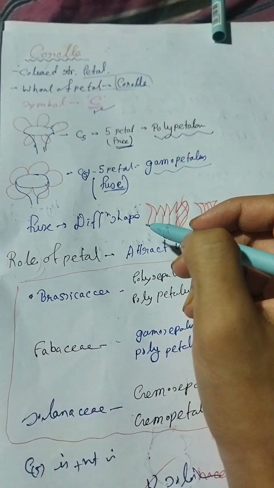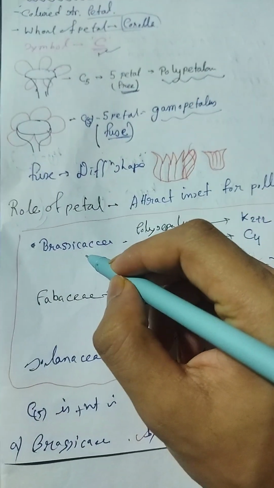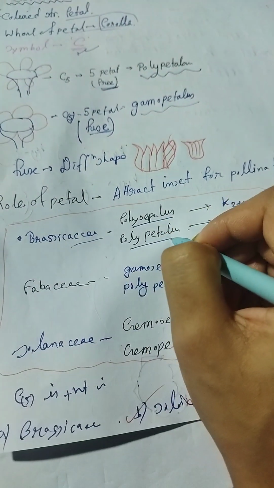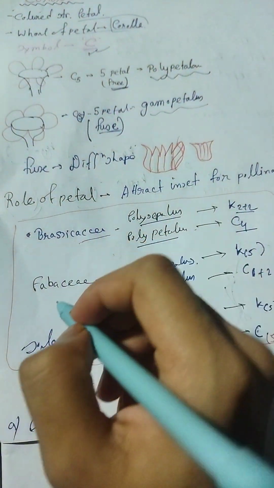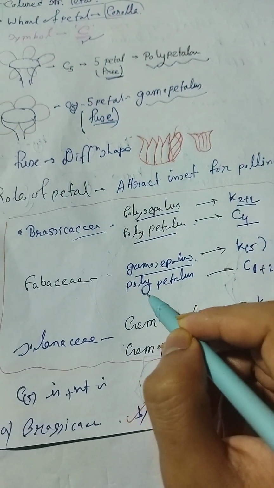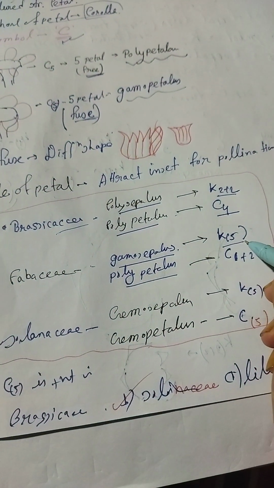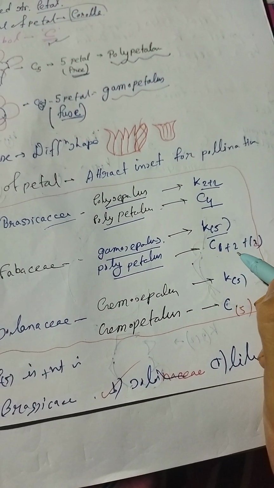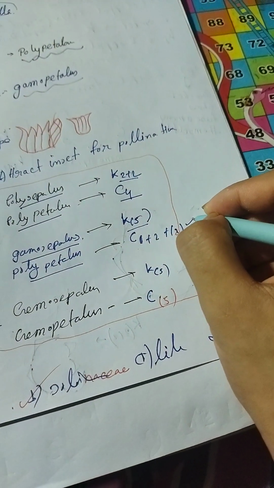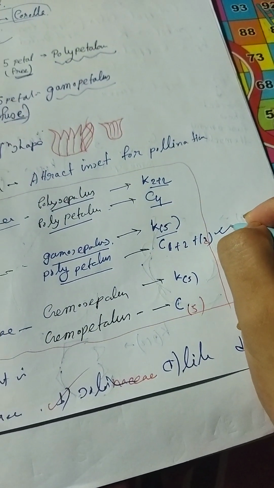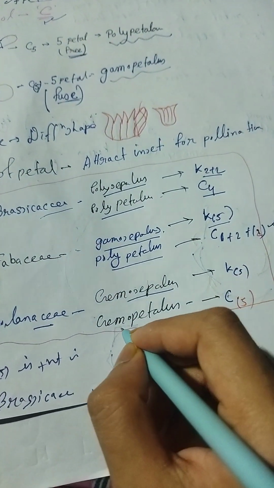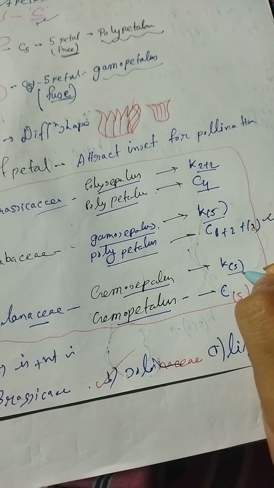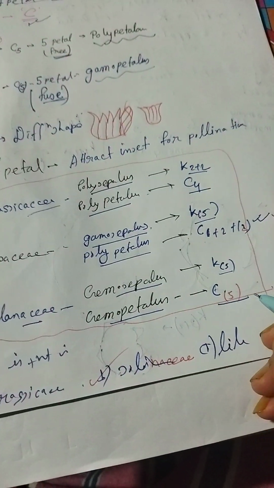Fused, deeper in shape. In case of Brassicaceae, polysepalous and polypetalous: K2 plus 2 and C4. And Fabaceae, gamosepalous and polypetalous: K in bracket 5 and C1 plus 2 plus 2. In this case, in case of estivation, this is vexillary estivation. Solanaceae, gamosepalous and gamopetalous: K5 in bracket, C bracket in 5.